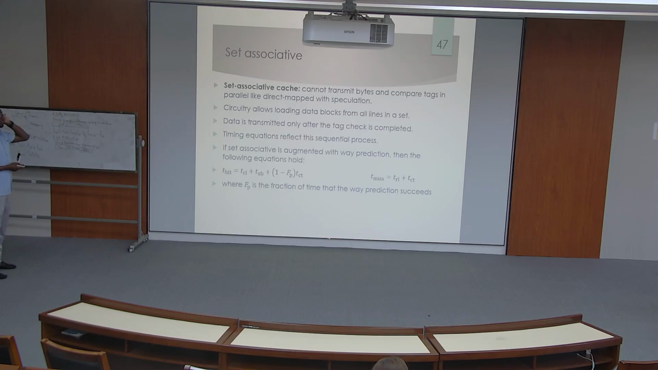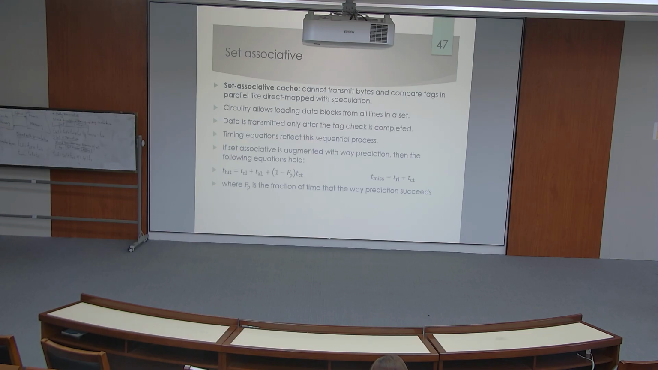Now, the timing equation for the set associative is as follows. We have the time for hit, which is equal to the time that the system spent on reading the data plus the time that the system spent on transmitting the data plus 1 minus fp times the time that the system spent on comparing the tags, where fp is the fraction of the time that the way prediction succeeds.